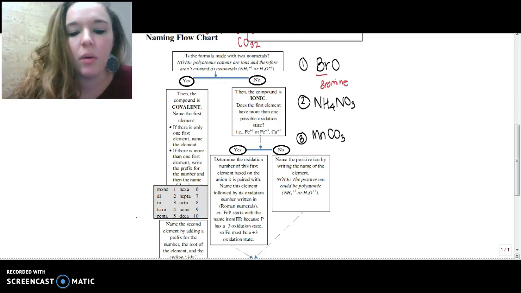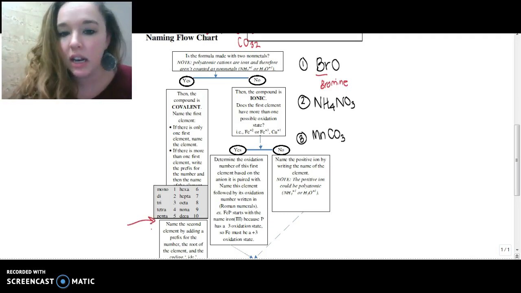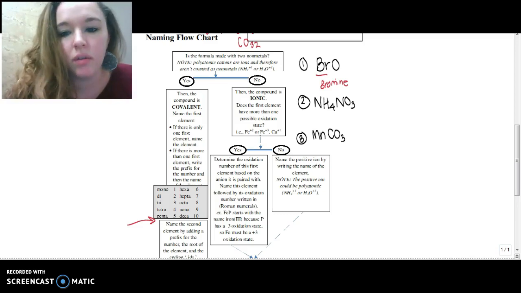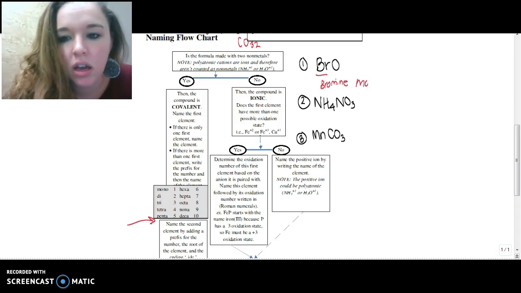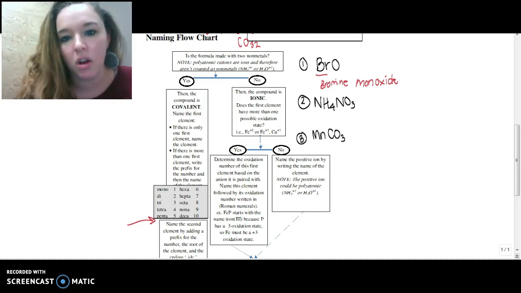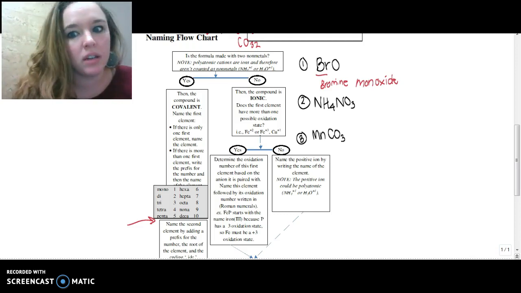And then, way down here, it says name the second element by adding the prefix for the number and the root of the element name with the ending IDE. So we've got oxygen, and there is one. So we're going to use mono, and because it's oxygen, we're not going to say monooxide. We're going to say monoxide and cut out that second O to escape redundancy.